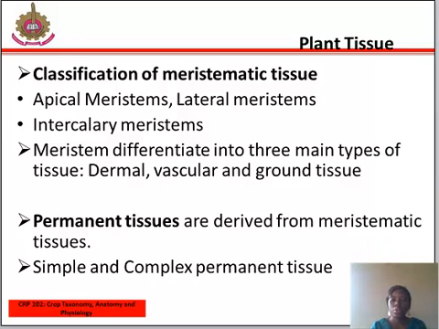Meristems are differentiated into three main types of tissue. We have 1. Dermal, 2. Vascular, and 3. The ground tissue. 1. The dermal tissue covers and protects the plant, and ground tissue serves as a site for photosynthesis.